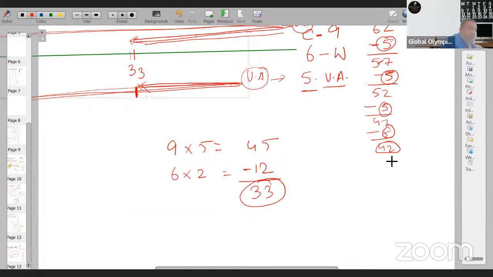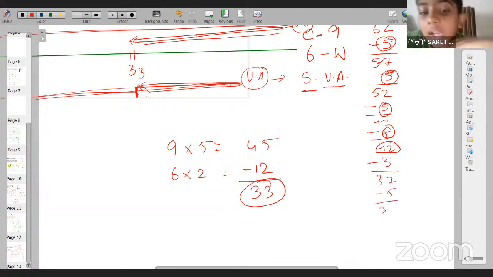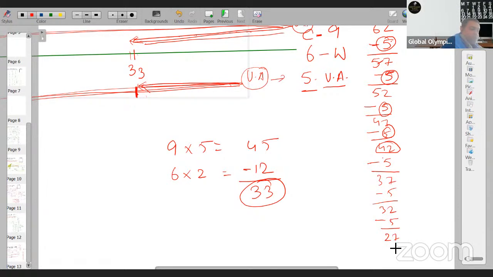Now, if I ask you, are there more possibilities? Are there more combinations? Let's check it out. 42 ho gaya. Let's not wait at this 7 and let's keep on reducing. So minus 5 is 37, minus 5 is 32. So we have to reduce by 5 more.